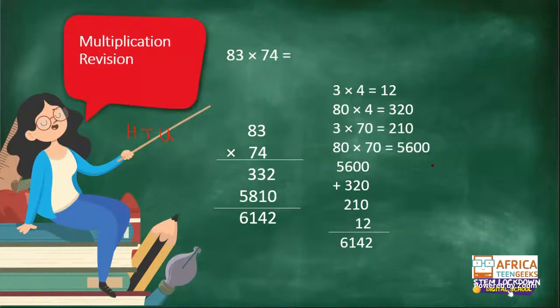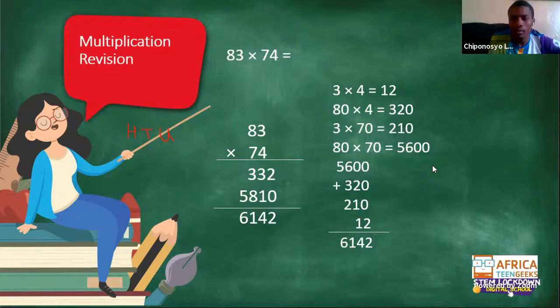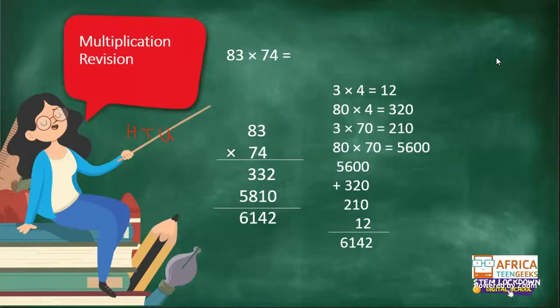Hello, sir. How are you? Fine, thanks. And how are you, sir? I'm good. So what is place value? Place value is thousands, hundreds, tens, and units. All right.